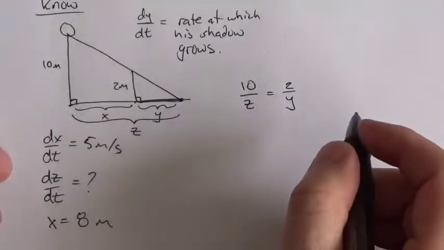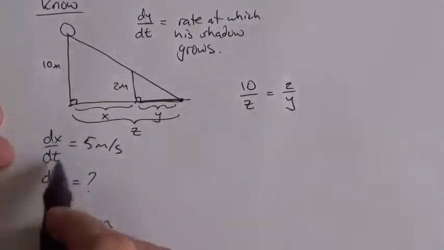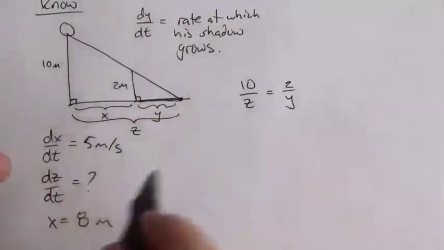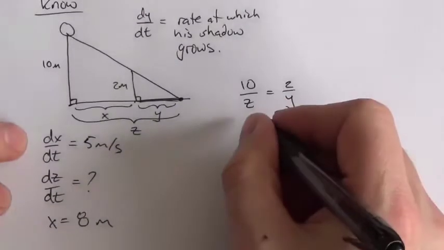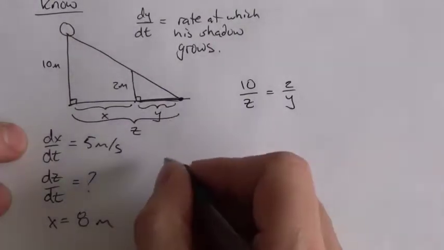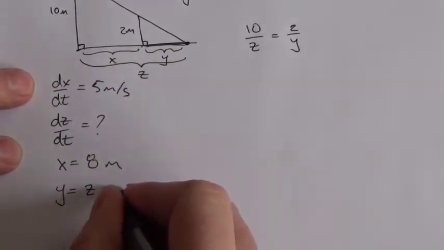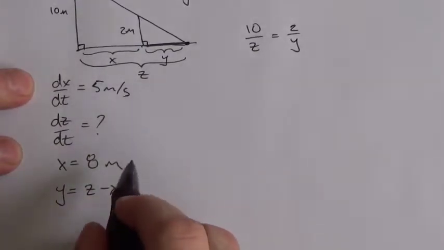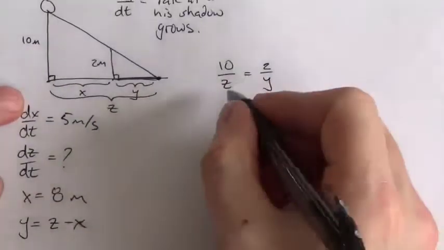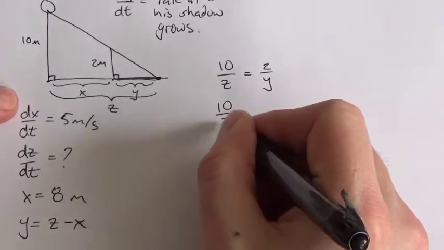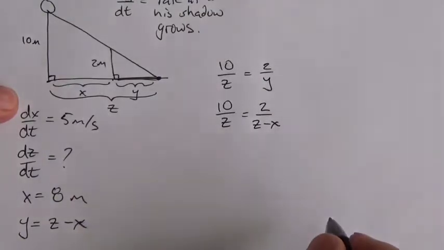And that's beautiful, except for the fact that I don't really care about y. What I've got is dx by dt. I totally want the z in there, because I want to grab that dz by dt. But I want x in there. Turns out that's easily done because my variable y here is actually going to be z minus x. That distance right there is going to be the total distance minus this distance right here. So I can go back up to this ratio and go 10 over z is going to equal 2 over z minus x.